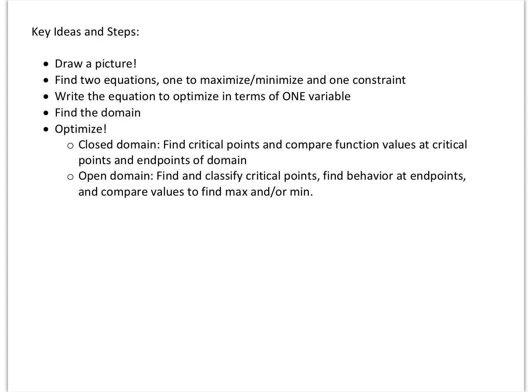So key ideas and steps for these kinds of problems are: draw a picture, find two equations, one that you're going to maximize or minimize and one that's a constraint. Write the equation to optimize in terms of one variable only and find its domain. Then you optimize. If it's a closed domain, find critical points and compare the function values at the critical points and the endpoints of the domain. If it's an open domain, find and classify your critical points, find the behavior at the endpoints, and compare values to find the max and or the min.